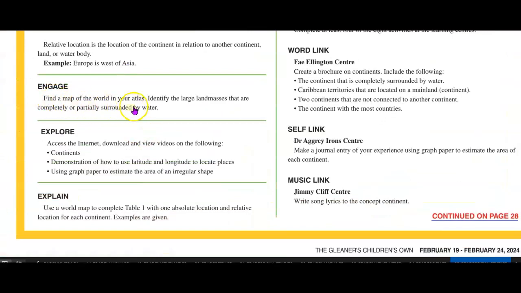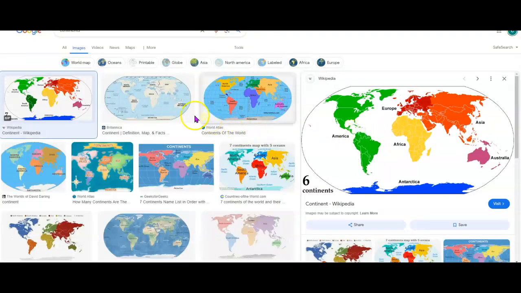Engage. Find a map of the world in your atlas. Identify the large land masses that are completely or partially surrounded by water. So we're looking there for the continents. So a quick Google search will show the continents here. We have North America, South America, we have Africa, we have Europe, we have Asia, Australia, and Antarctica. All right?